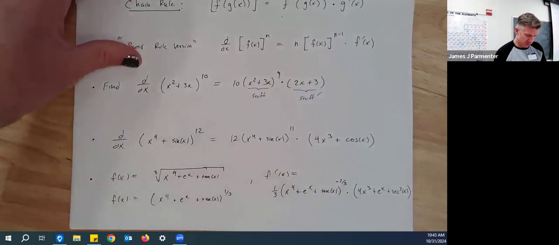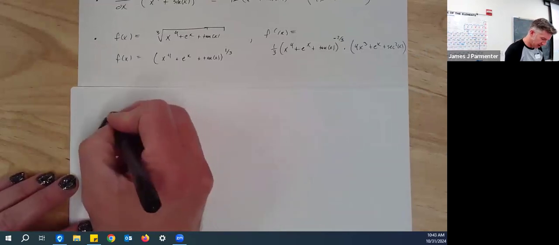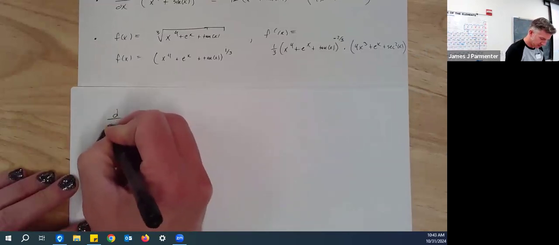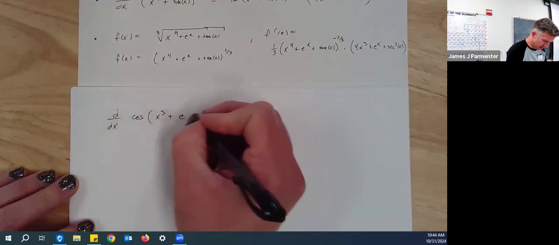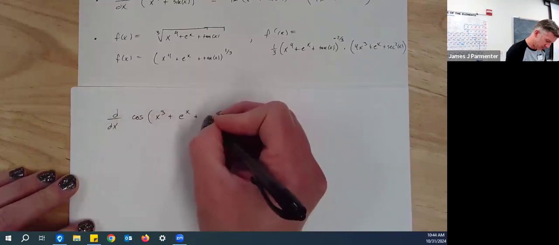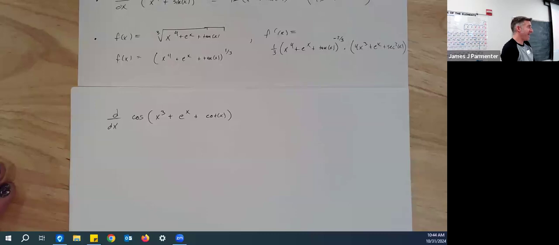So for example, if you're going to take the derivative of, say, cosine of x cubed plus e to the x plus, I don't know, cotangent of x. We learned last time that the derivative of cosine of x is negative sine of x.